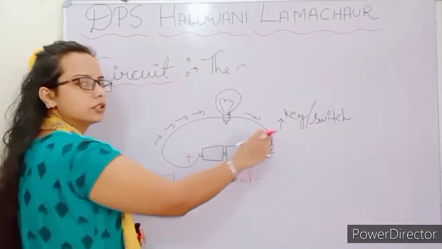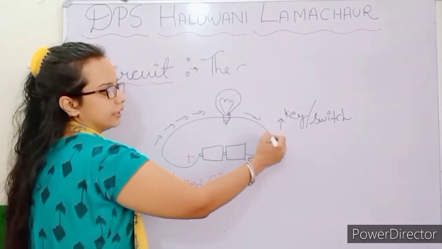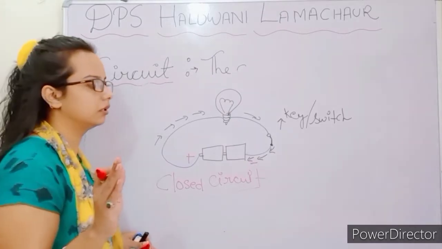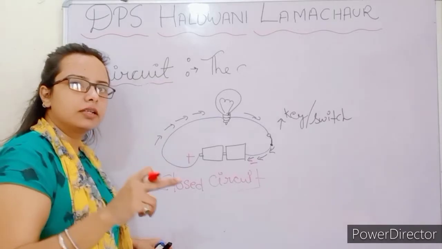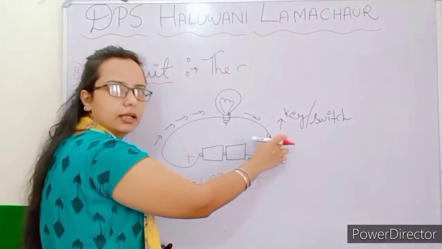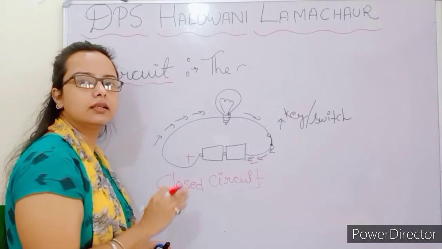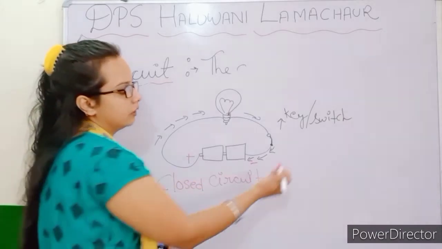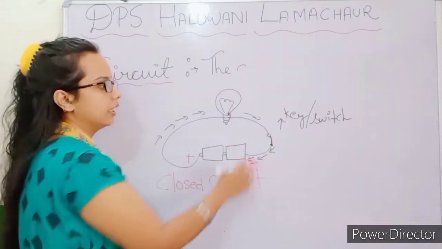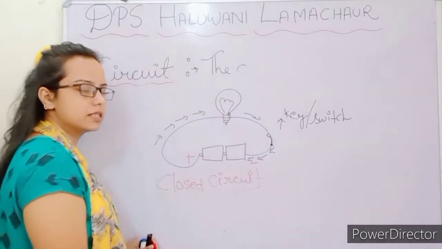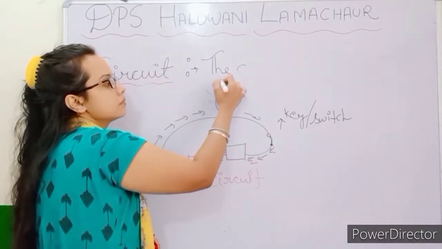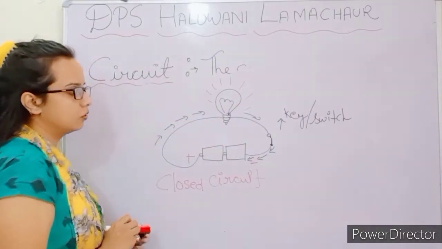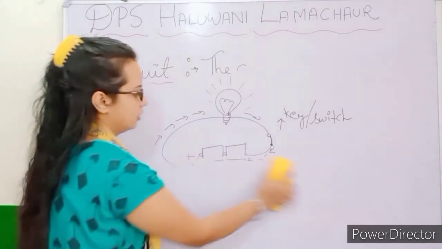When your key or switch is closed and attached, that happens when you switch on. Okay, it is the opposite, please don't get confused. When we switch off, this key will get open and hence the current will not flow and your bulb will not glow. When you switch on, this key will get closed, the complete circulation of the current will take place, and as a result this bulb will glow. Okay, so hope you understood, student.